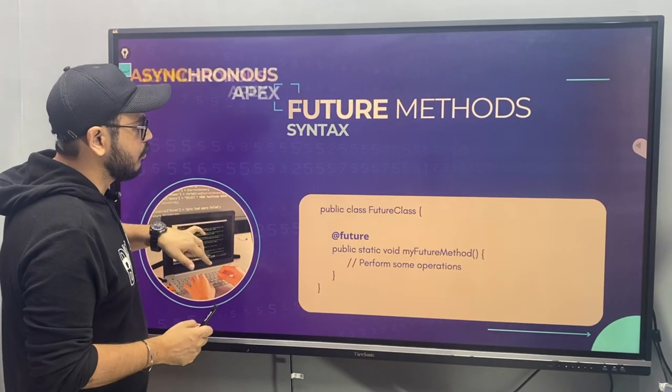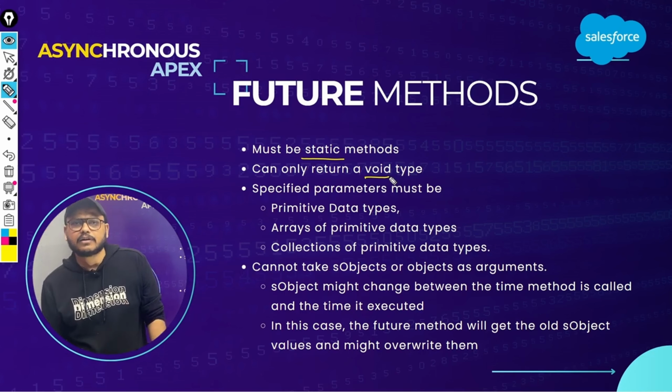All right. So now, as I said, the syntax part of this is pretty simple, straightforward. However, there are a few things that we need to keep in mind while we are defining a future method. First thing, your future method is always a static method. It has to be a static method. It cannot be otherwise. So it is always required to be a static method, and it can only return a void type. So it cannot return a value. This method always has to return a void type.